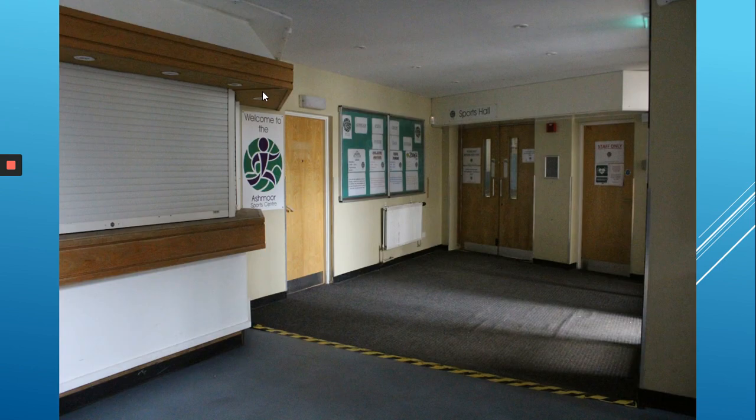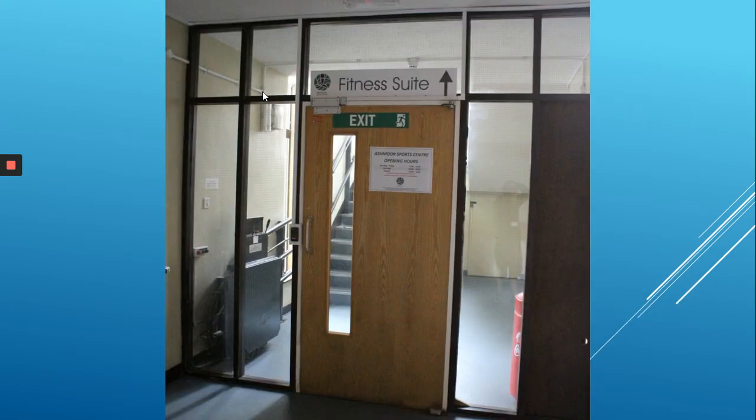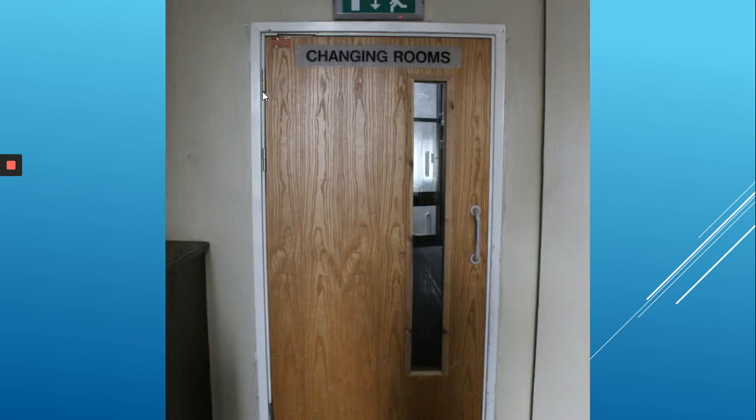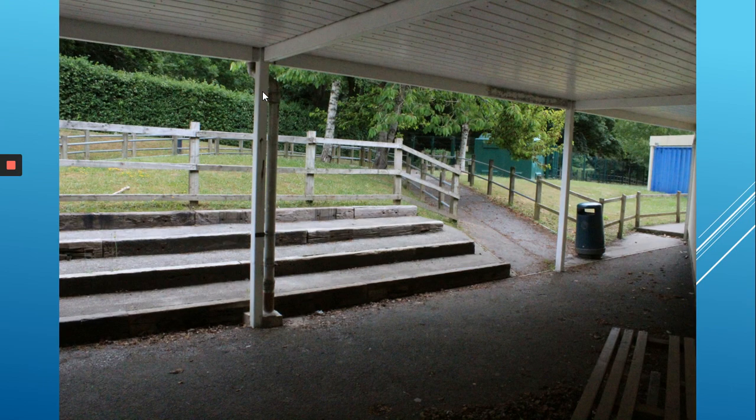And then just coming back downstairs, that's the door you can see to go into the sports hall. That's the Ashmore reception on the left where those shutter sliding blinds are. And that's the door to go up to the fitness suite. Okay, this is one of our changing rooms. This one is, I think, just to the left of the reception area that we just saw.